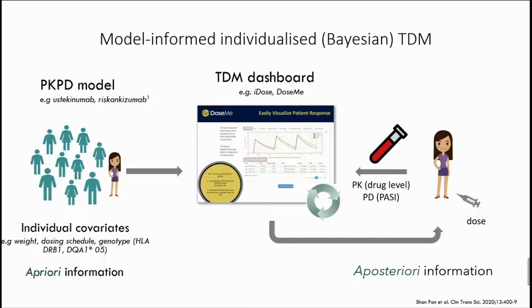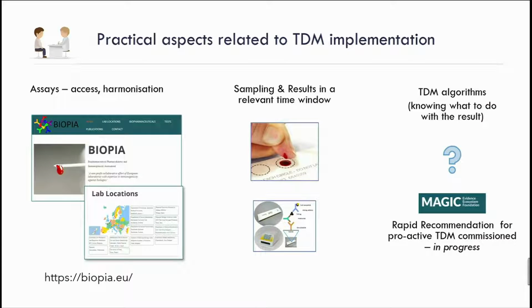But then you input their PK, and the advantage of this model is it doesn't need to be trough, because you can take into account the time and their PD, their individual response, to really drive much more precision dosing. And these sorts of dashboards are being tested and trialed now in IBD, and there's opportunity probably for some subpopulation high-need patients in our discipline.